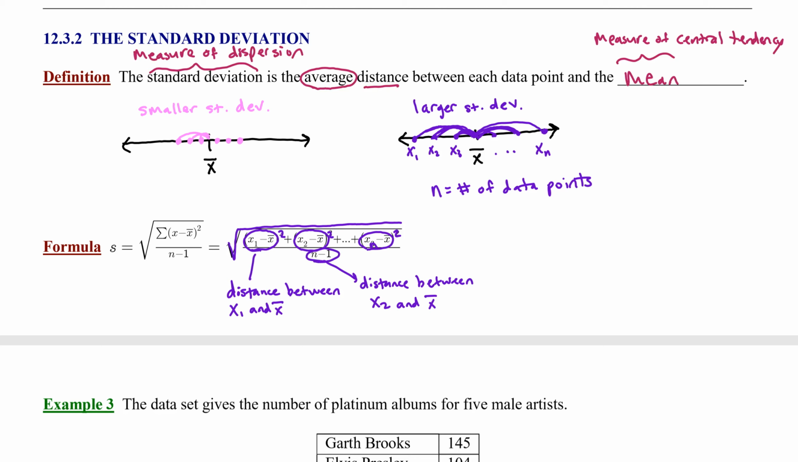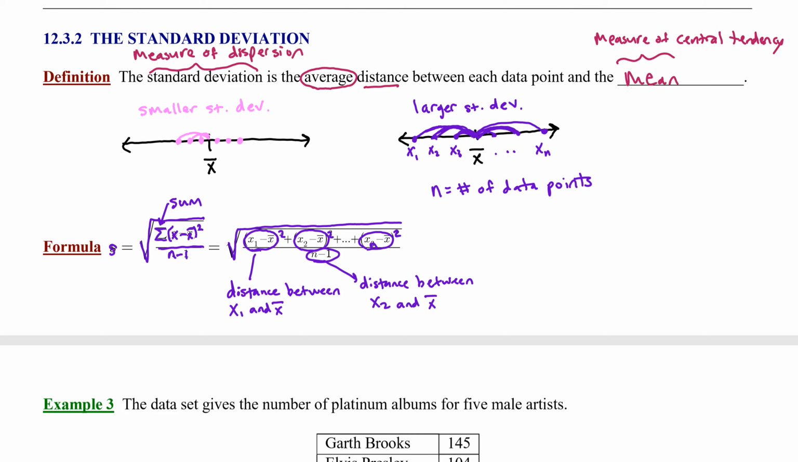So the shortcut formula for this: the standard deviation is equal to the square root of, remember this big capital sigma? We learned that that represents a summation. So I'm going to add all of the squares of the differences between each data point and the mean. I'm going to divide by n minus 1, and I'll take the square root of that. That's what we call the standard deviation.